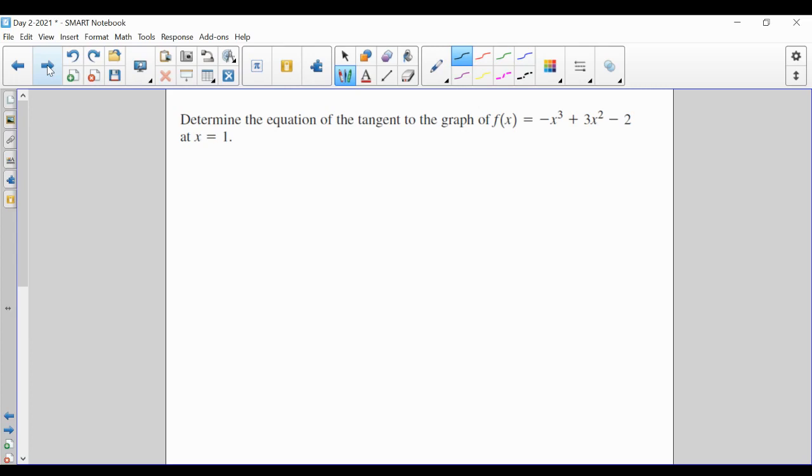Okay, let's get to the next question. Determine the equation of the tangent to the graph at that point. Hopefully this is not one of the homework questions that I'm about to do for you, maybe, but we'll see.